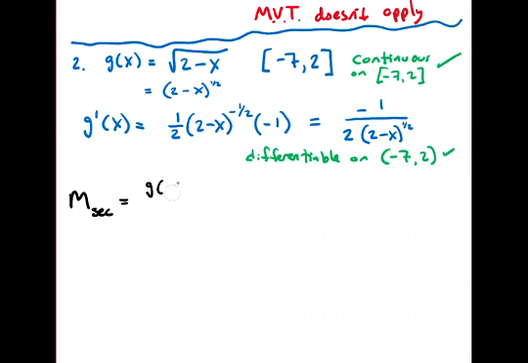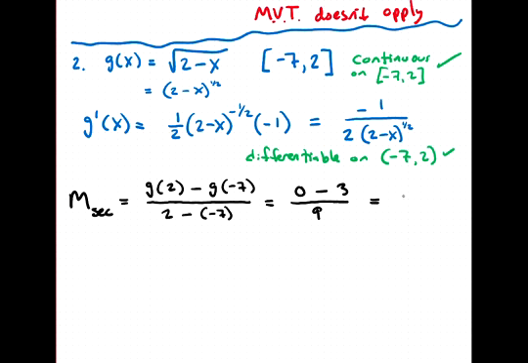f of a, well, I'll use g because we're using g here, g of b. We'll plug in the a and the b: g of 2 minus g of negative 7 divided by 2 minus negative 7. If we plug in 2 into the g function, we get 0. If we plug in negative 7, that's 2 minus negative 7, or 2 plus 7, which is 3. So we get 0 minus 3. And on the bottom, 2 minus negative 7, or 2 plus 7, is 9. So the slope of our secant line is negative 1/3.